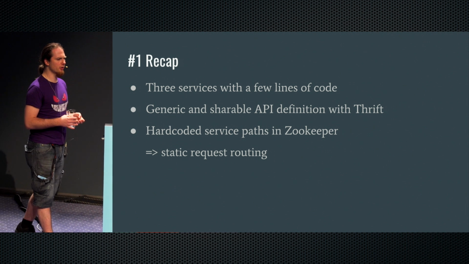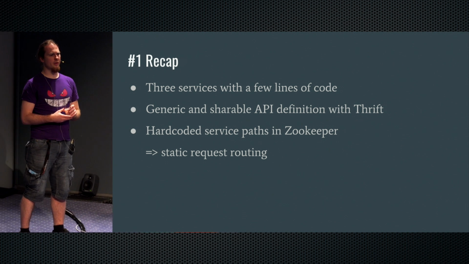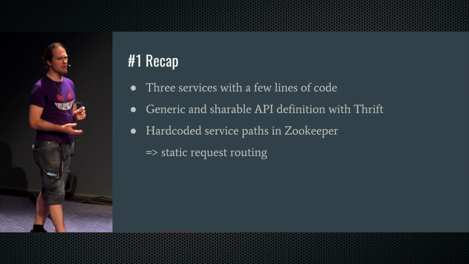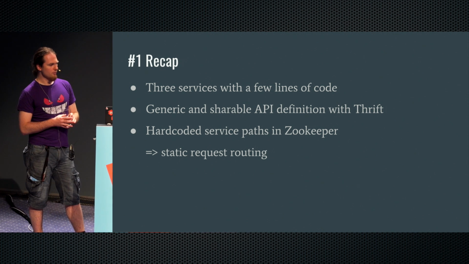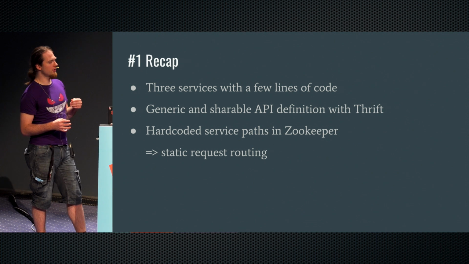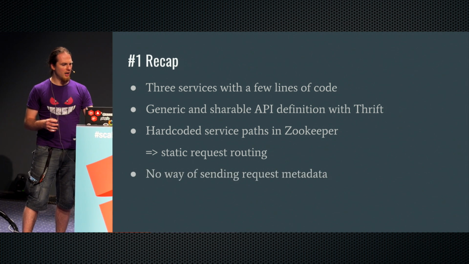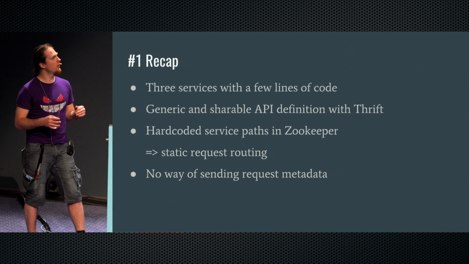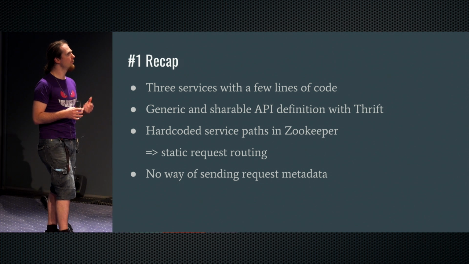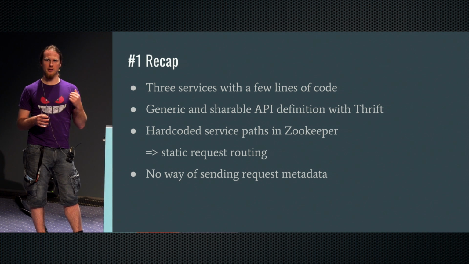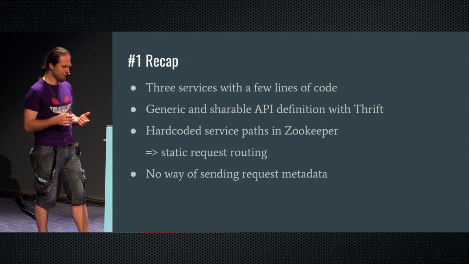But we have hard-coded service paths, so if the service location changes, or I want to put it in another path, it's hard to do. I have to change all my services and restart all of them. And at the moment, we have no way of sending request metadata. So everything we want to send via Thrift, we have to put in the method definition.